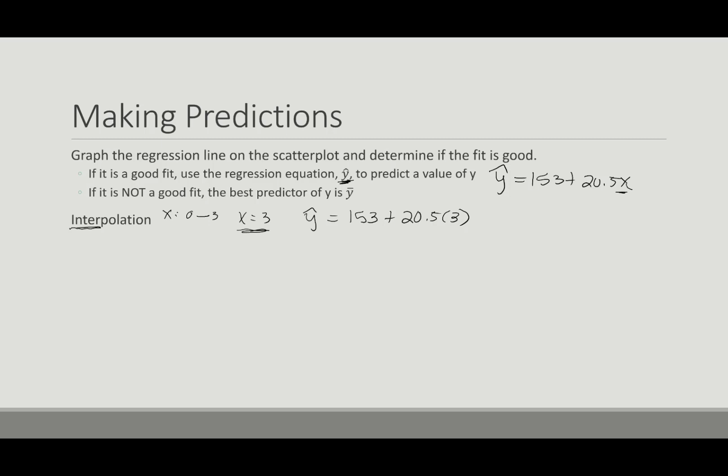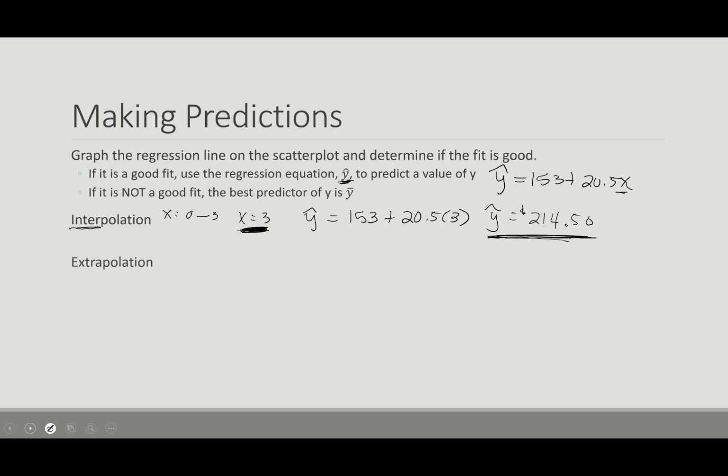When I do that computation, I end up getting 214.5. So this would indicate to me that if we had 3 children in a household, we would expect the amount spent on groceries per week to be about $214.50. Now, if we look back at our data set, that doesn't have to match our data set because this is a predicted value and our data set was observed values. And from our data set, we had for 3 children, it was $210.